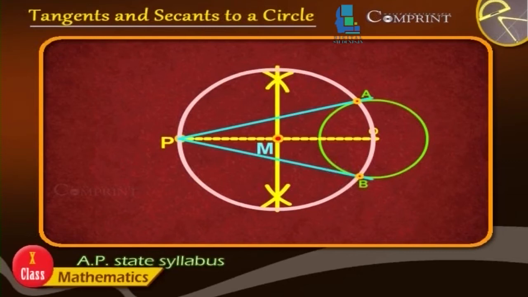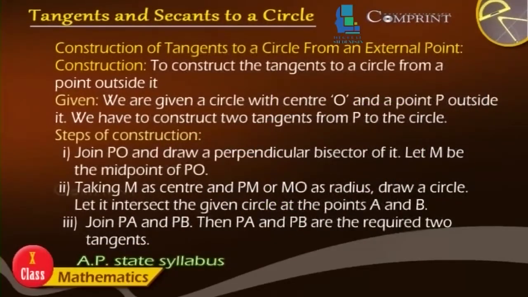Steps of construction. Number 1. Join PO and draw a perpendicular bisector of it. Let M be the midpoint of PO. Number 2. Taking M as center and PM or MO as radius, draw a circle. Let it intersect the given circle at the points A and B. Number 3. Join PA and PB. Then PA and PB are the required two tangents.